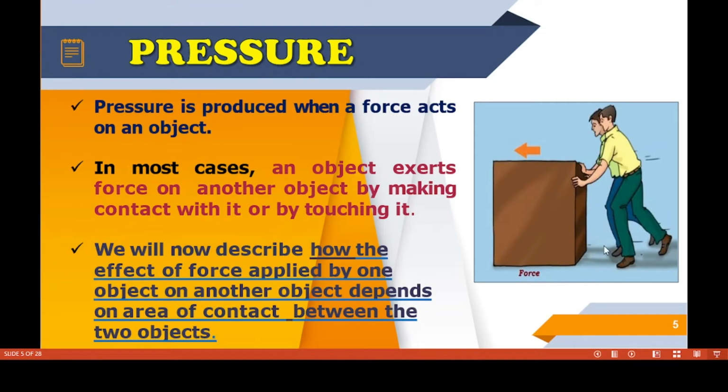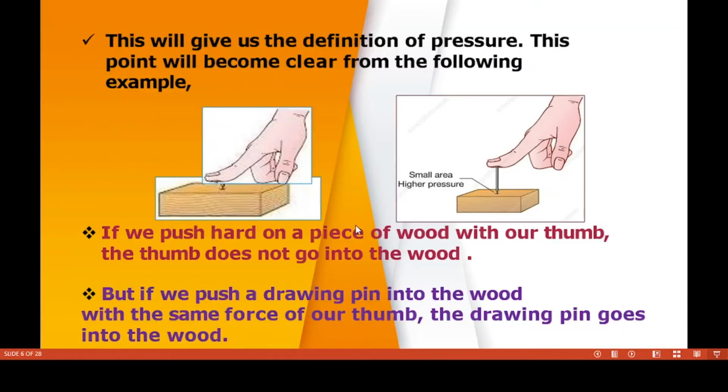Here two boys are pushing the wooden box from one place to another. You know children, pressure is produced only when a force acts on an object. Force means a push or pull on an object. Here two boys are pushing the wooden box. At that time they are giving force. We will now describe how the effect of force applied by one object on another object depends on the area of contact between the two objects. This will give us the definition of pressure.